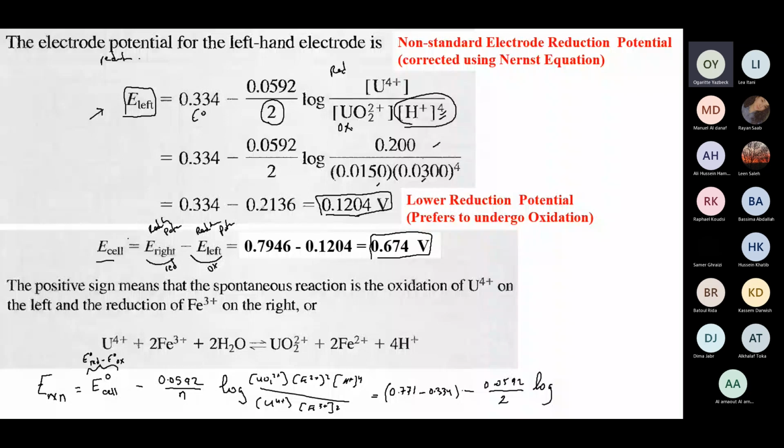So U4 plus is from here directly, 0.2. UO2 here, 0.015. H plus here, 0.03 to the power 4. And I need the Fe concentrations from the page before. Can someone give me the Fe concentrations?